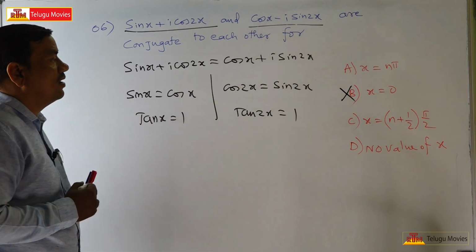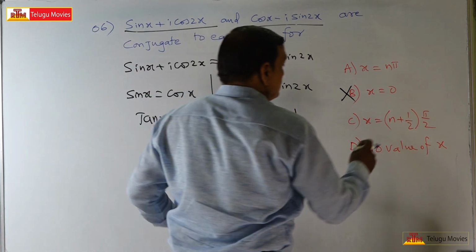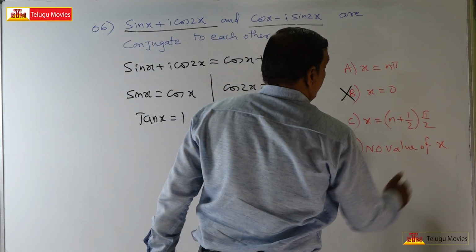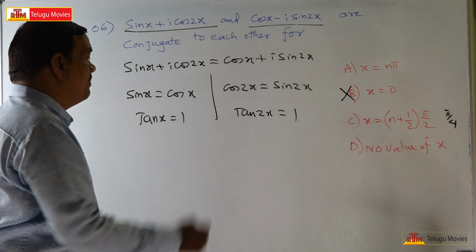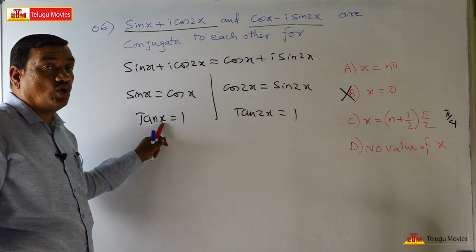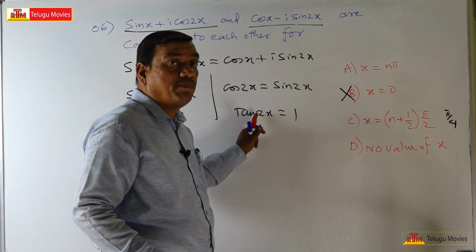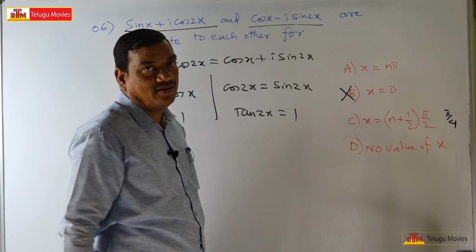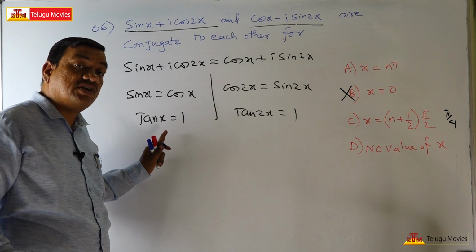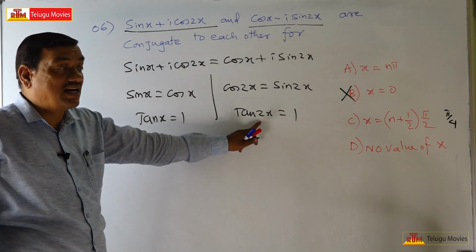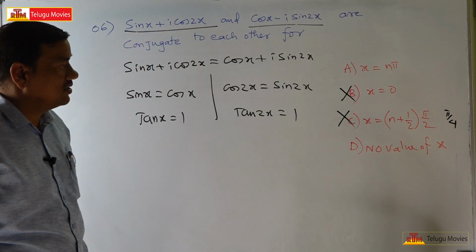Next one. If you observe here, x = nπ/2 + π/4, where n is an integer. For example, if you substitute n = 0, you will get π/4. Tan π/4 is equal to how much? 1, okay. But substitute π/4 in the second equation, we get tan π/2, which is not defined. That means x = π/4 satisfies the first equation, but it is not satisfying the second equation. Therefore, this is also not your answer.